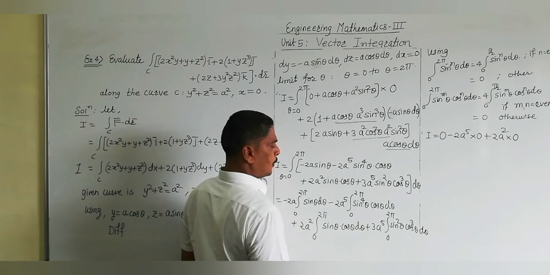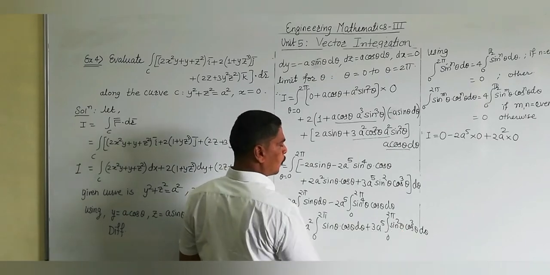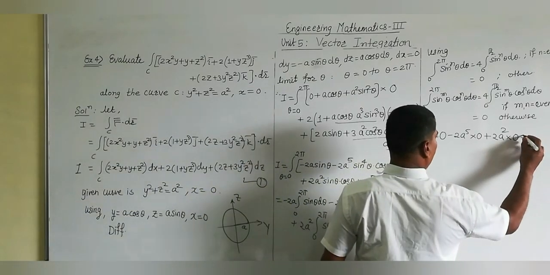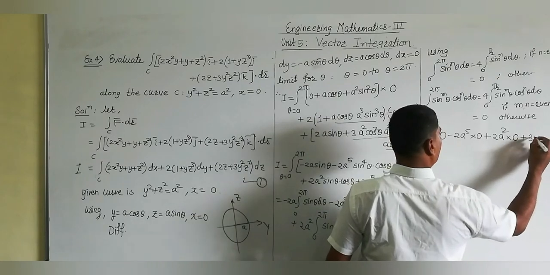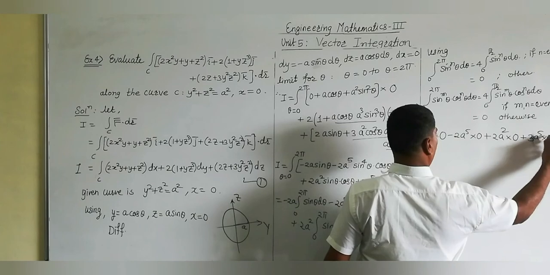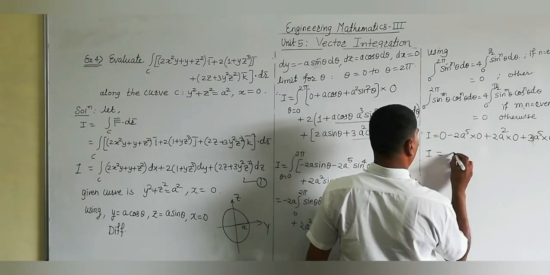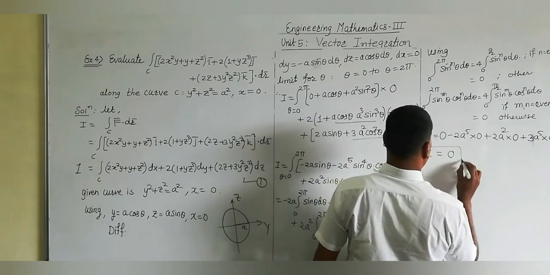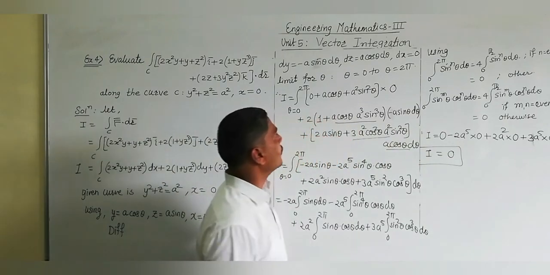And in the last integral the power of sine is even but the power of cos is odd, so this integral is also 0. So 3a raised to 5 into 0. So finally we get I is equal to 0. So this is our final answer.